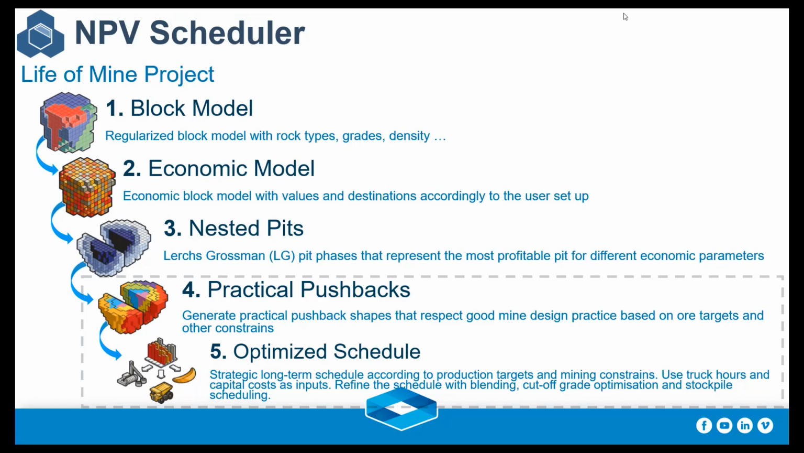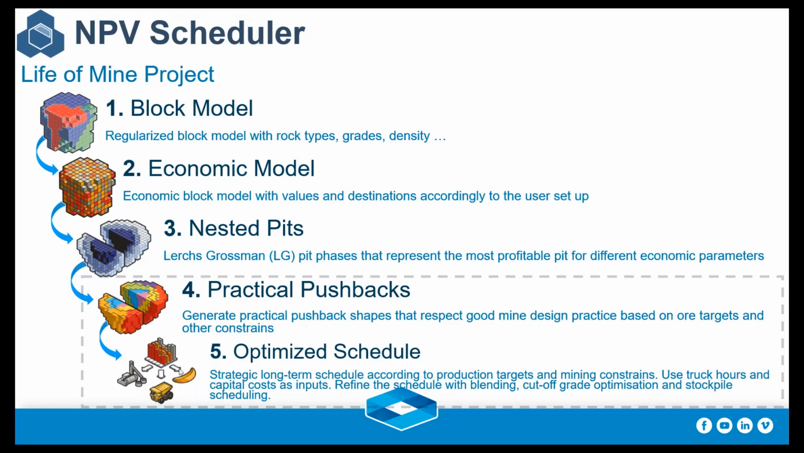But when we define our final pit, that's when we can address our practical pushbacks. Why do we call it practical pushbacks? This is because we can define a lot of constraints on this part. I'm going to show that on the software. But after we define our practical pushbacks, we define our optimized schedule based on this pushback inside our final pit.